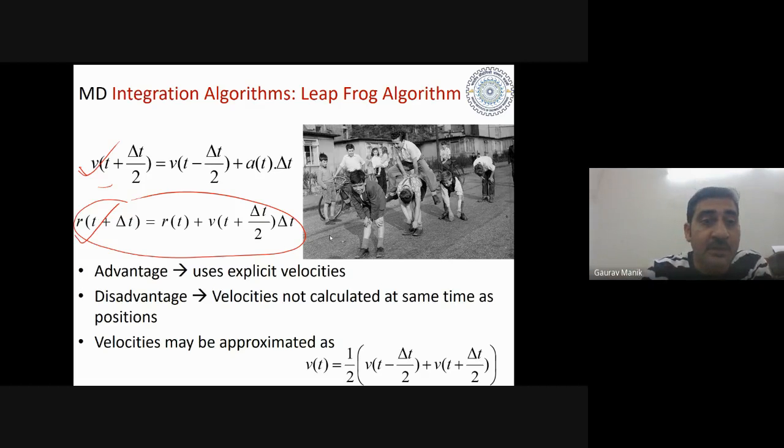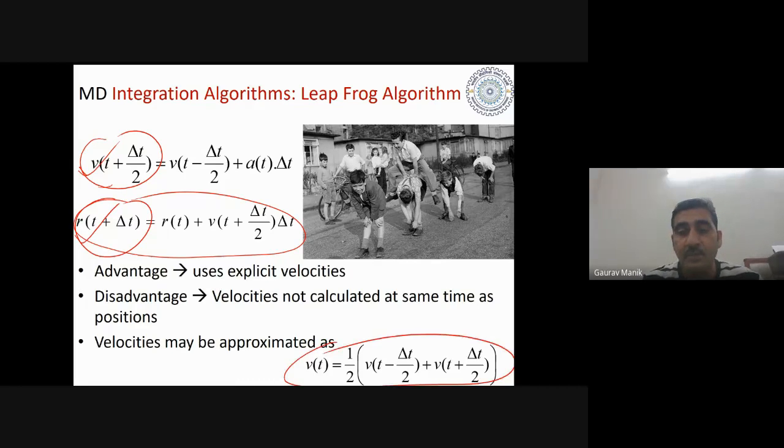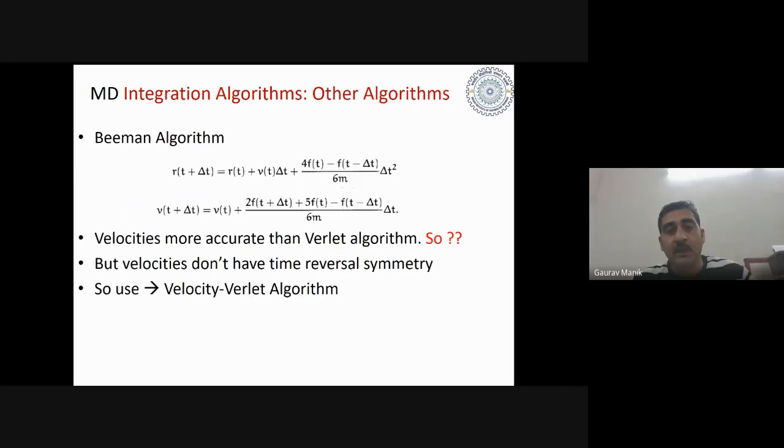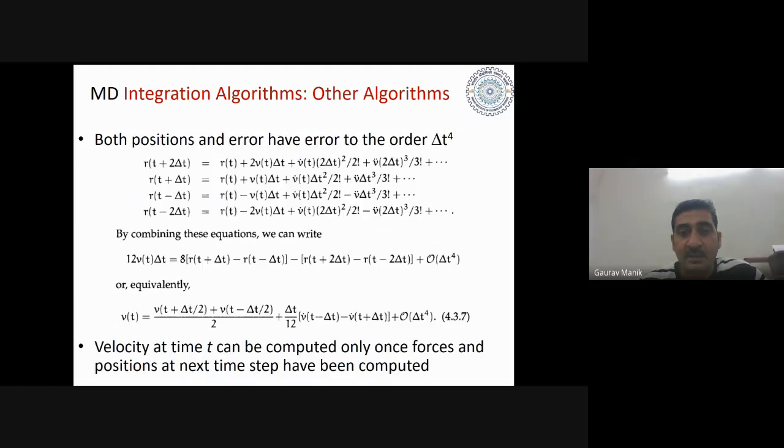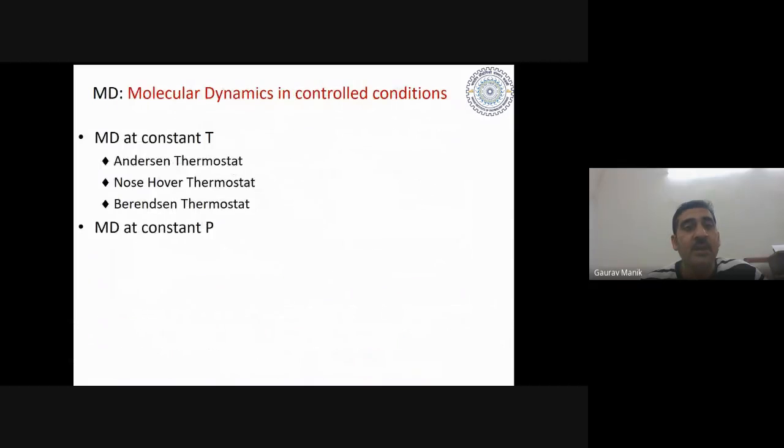Okay, so the issue was that velocities and positions are calculated at different time steps. You do an approximation with velocities, and you are able to improve the velocities by doing an average over these two time steps. So that helps you improve the velocity estimation. Then there are other algorithms which help to improve both the position estimates and velocity estimates, known as the Beeman algorithm. And there are several other ways by which you can do that.